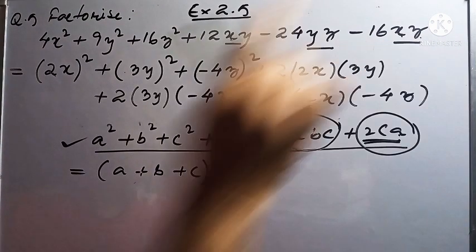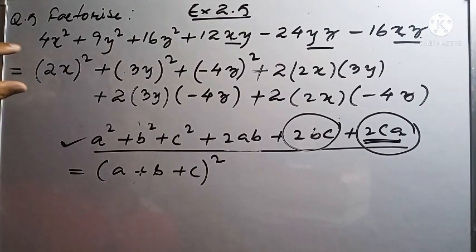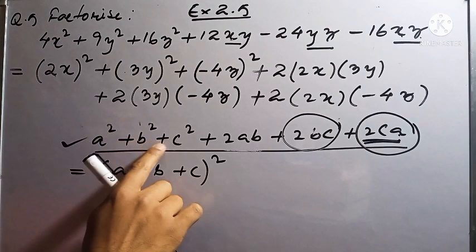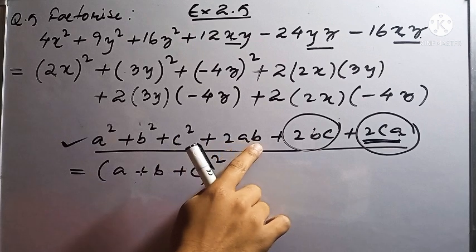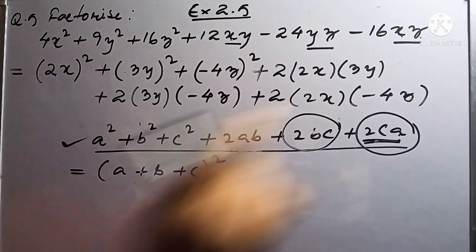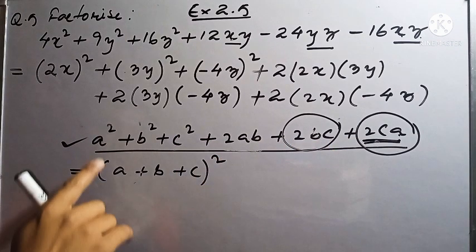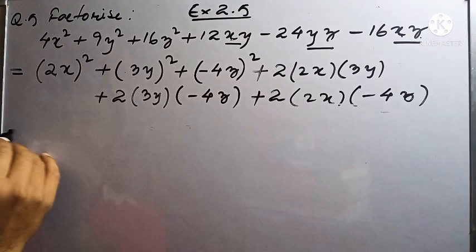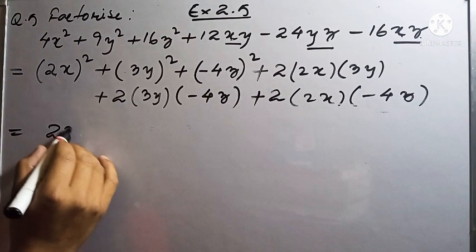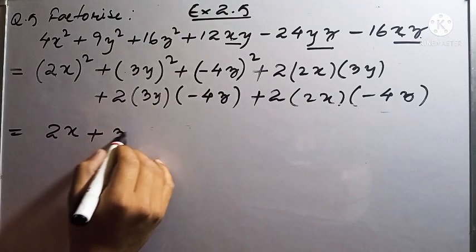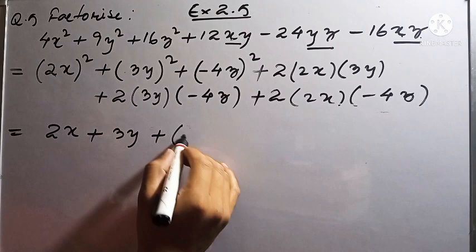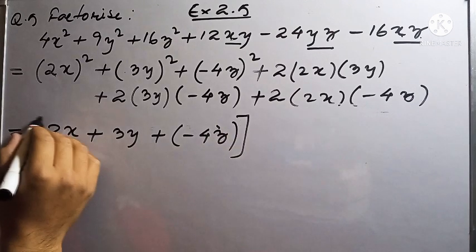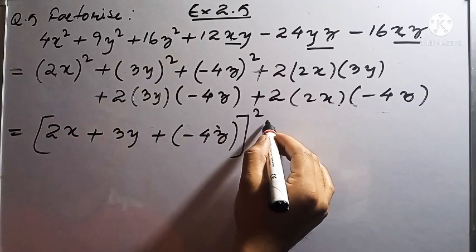So this is in the form of a square plus b square plus c square plus twice ab plus twice bc plus twice ca. How can you write it now? You can write again a plus b plus c whole square. So we can write a means twice x, b means thrice y, c means minus 4z, then whole square.